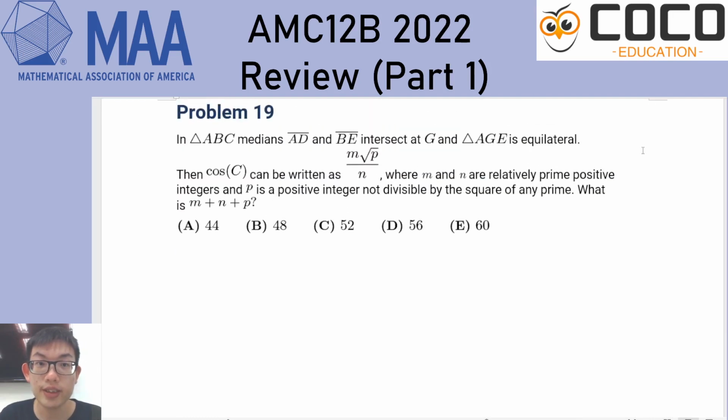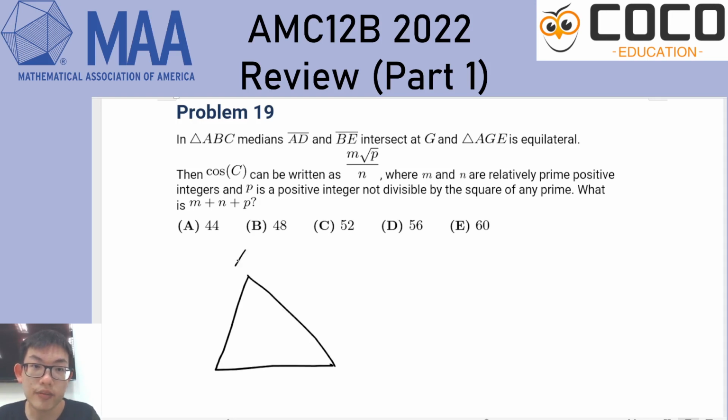Okay, question 19. In triangle ABC medians AD and BE intersect at G. So this is the centroid. I'm not even sure what I want to happen, so I'll just draw it first and we'll see. And triangle AG is equilateral. Okay, great. Since it says cosine, this is a trigo thing, I feel like I can live with this actually. I'm not going to be too fussy.